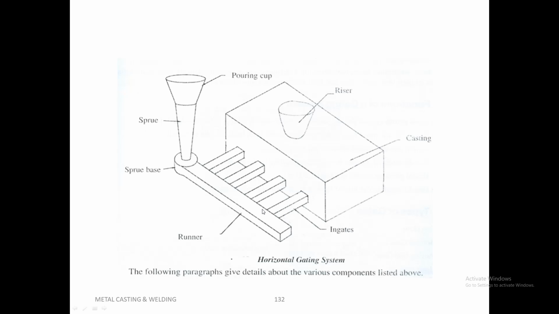And the last one, that is the in-gates. The in-gate or gate is a short passage which carries the molten metal from the runner to the mold cavity. The gates used may vary in number and depend on the size of the casting and rate of solidification of the molten metal. A gate may be built as a part of the pattern, or it may be cut in the mold using a gate cutter tool.